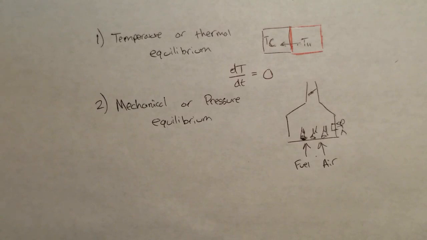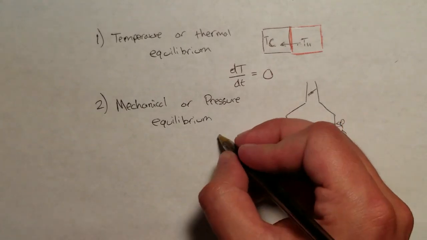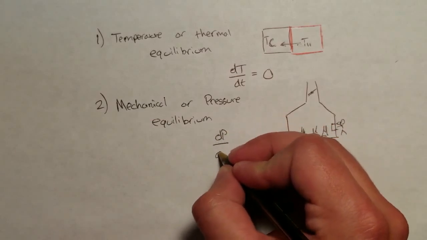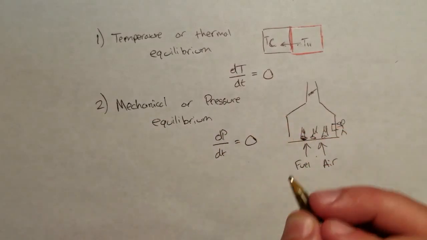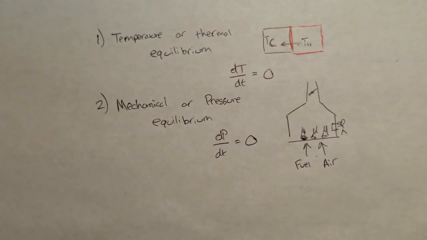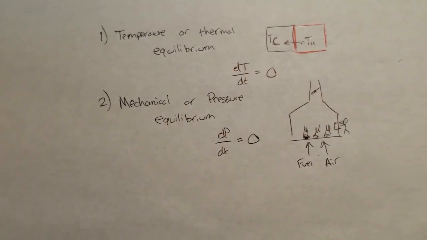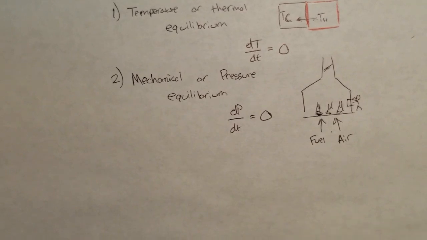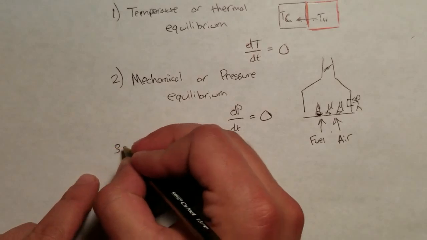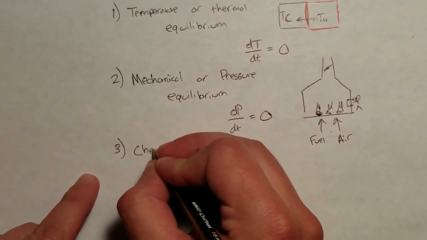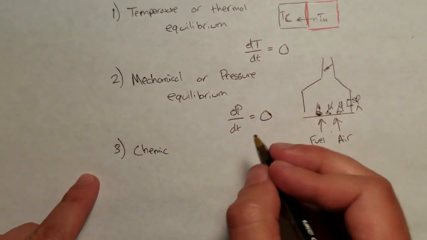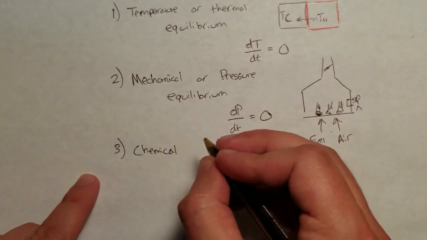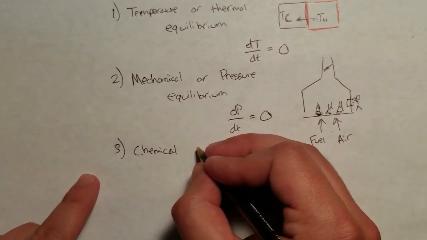So we can think of that mechanical or pressure equilibrium much the same way as temperature or thermal, in that the dP, if you look at the change in pressure over change in time, is equal to 0. Okay. So I promised 3, we got 1 and 2. The last one is the chemical equilibrium. And this one isn't as intuitive as temperature or mechanical. The chemical equilibrium requires that instead of the temperatures and the pressures being equal, it requires the chemical potentials to be equal.